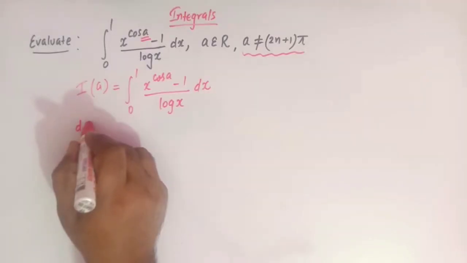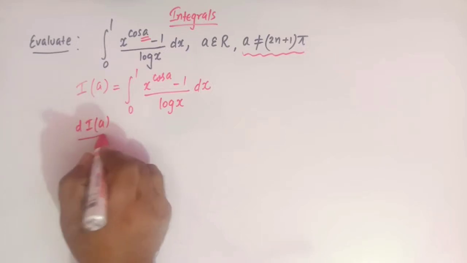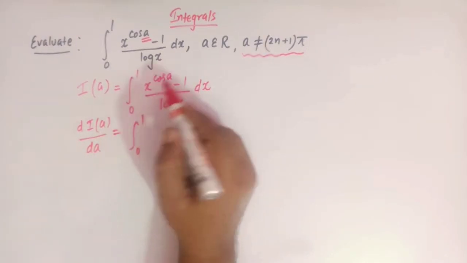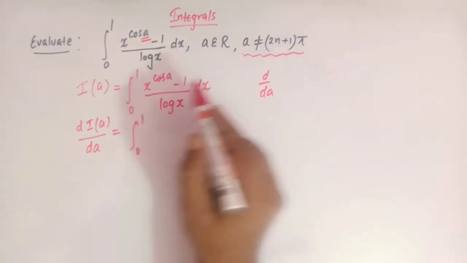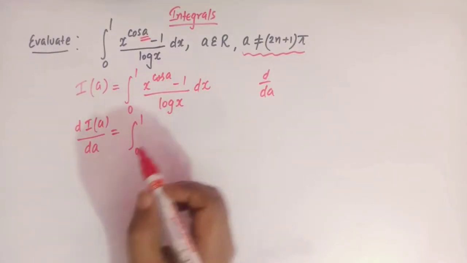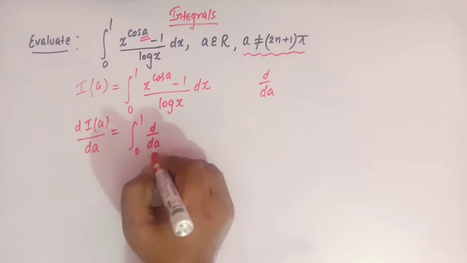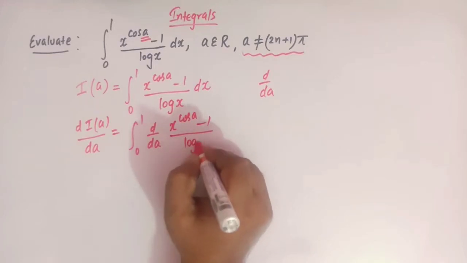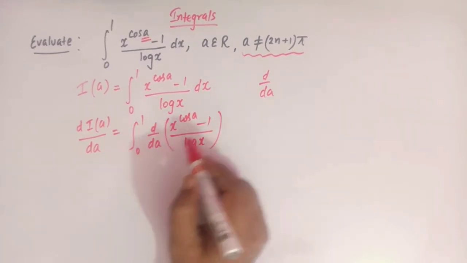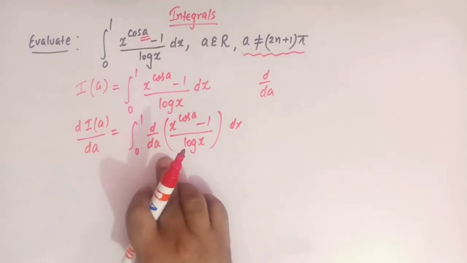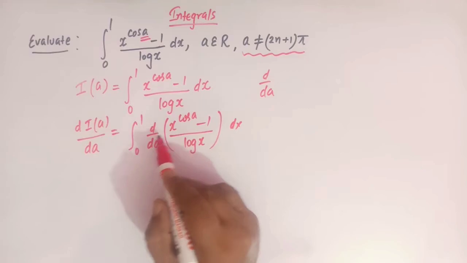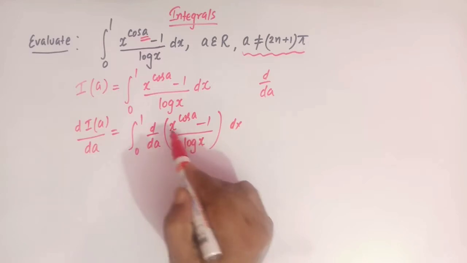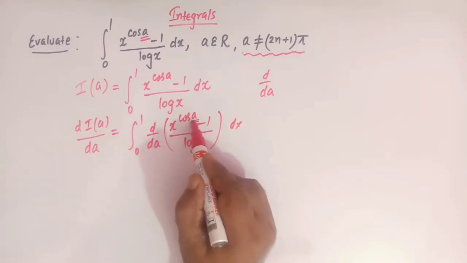We'll write it like this: dI over da, and the derivative operator d by da will differentiate this function with respect to a. So we write d over da of (x raised to cos a minus 1) divided by log of x. Here we have to notice that we are not going to differentiate this function with respect to x, so x will be treated as a constant and the variable is a.